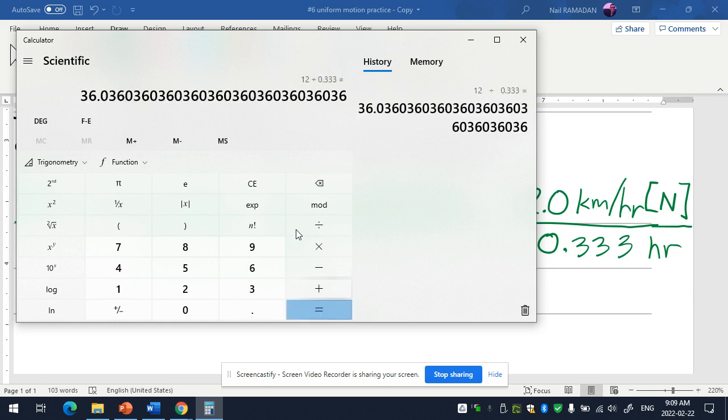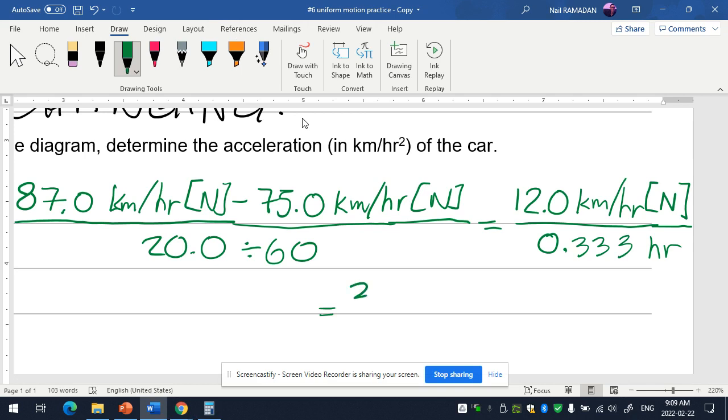Okay, up to 3 sig figs. What would that be? 36.0, which, by the way, is the exact answer you get if you divided 12 by 1/3 exactly. That's why some people like to use fractions, because they don't have to go through all of that. But we're physics people, we do run into decimals. So 36.0 kilometers per hour squared. In which direction? Right.